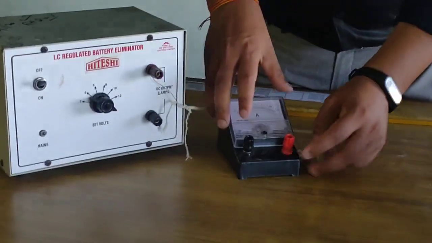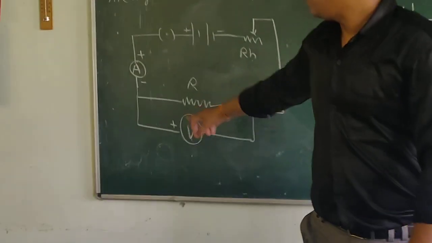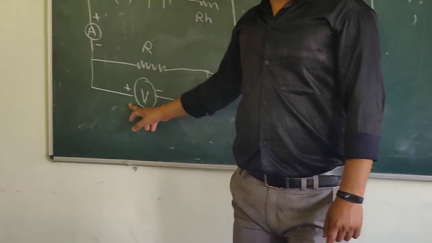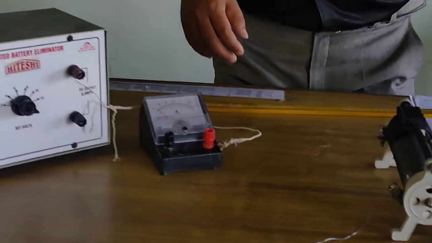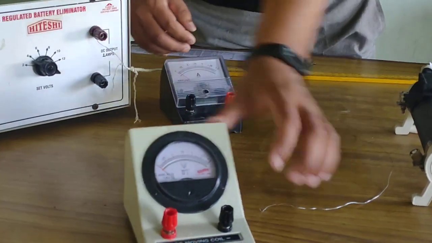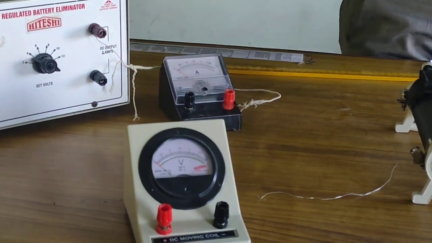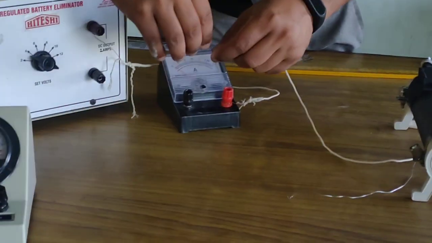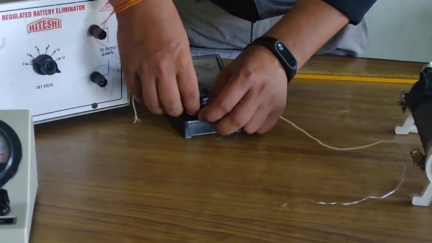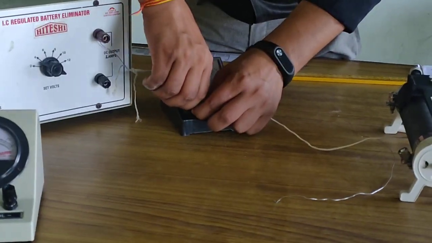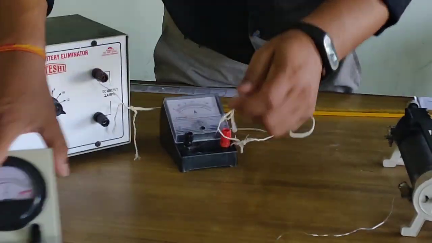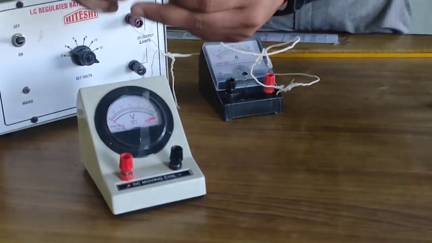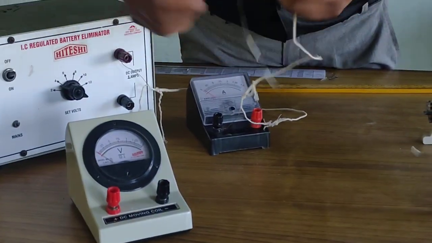Okay. Now see, the negative terminal of the battery is connected with the resistance wire as well as the positive terminal of the voltmeter. So here we have the voltmeter. The negative terminal of the ammeter is connected with the positive terminal of the voltmeter as well as the resistance wire. So this is the resistance wire.